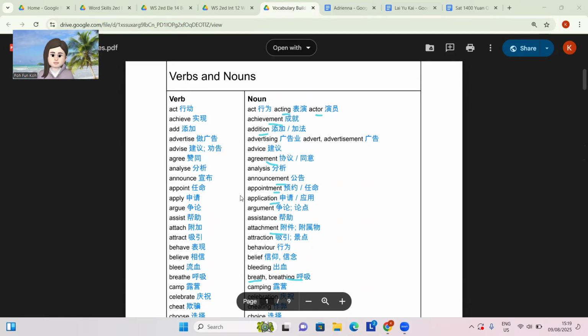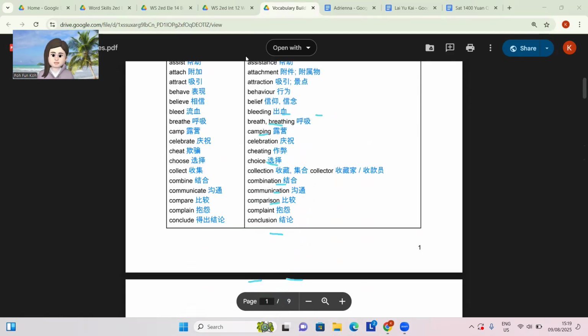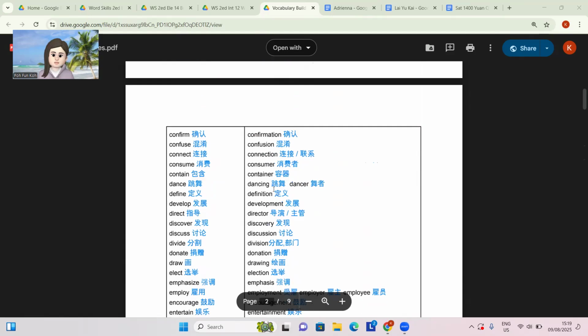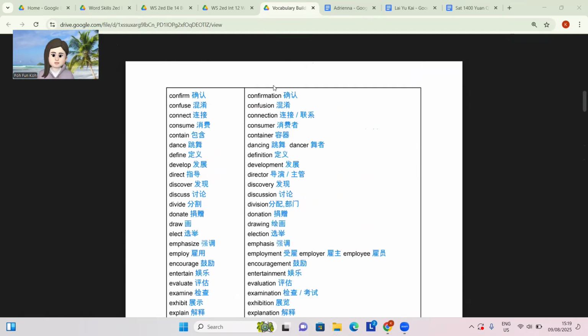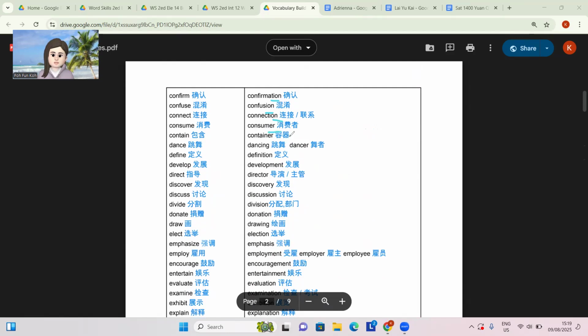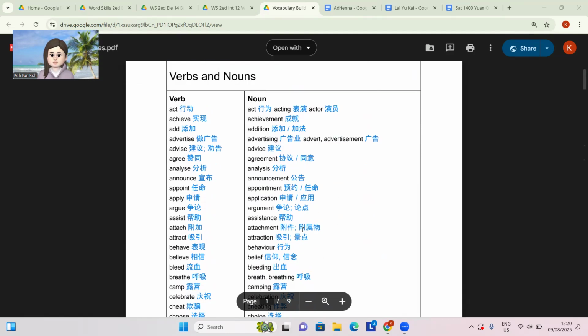So there are 4 pages here. Next time we do a test. You see, all the meanings are here. Take a look. -tion, -sion, -er. Dance, dancer, contain, container, develop, development. So when you study this, oh, we still have some time. Let's do this together.